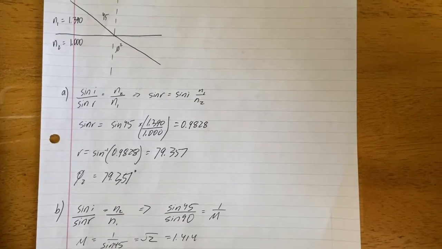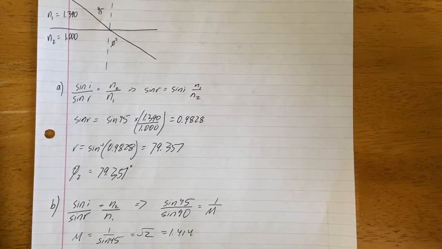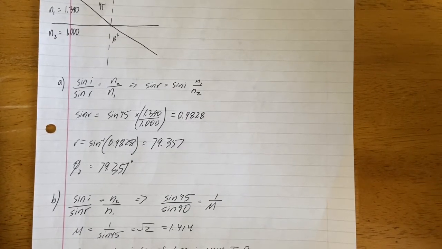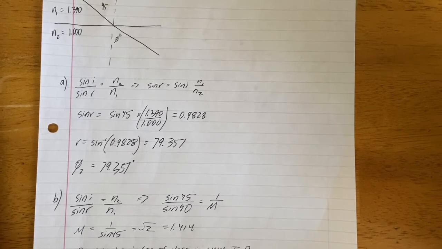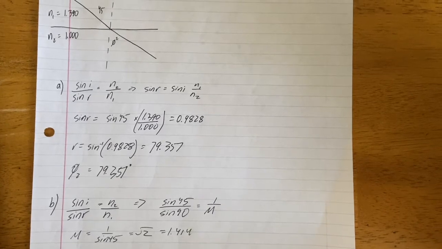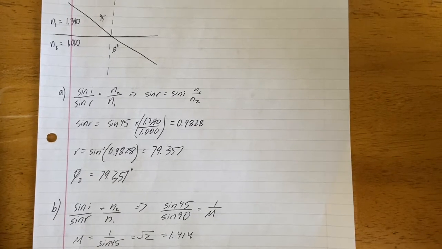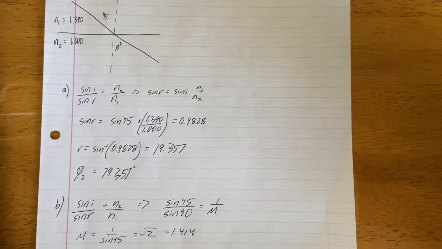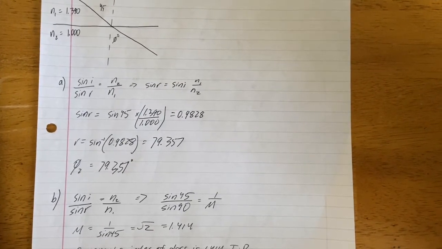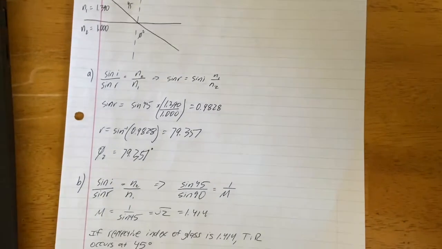So we know that the refractive index of the glass was 1.39, and N2, and N1 was 1, being the refractive index for air. And we were given that the angle of incidence was 45. So we take sine 45 and multiply it by that ratio to give us 0.9828. And we can take the inverse sine of that ratio to give us theta 2, which is going to be the angle of the transmitted light, which we find out to be 79.357 degrees.